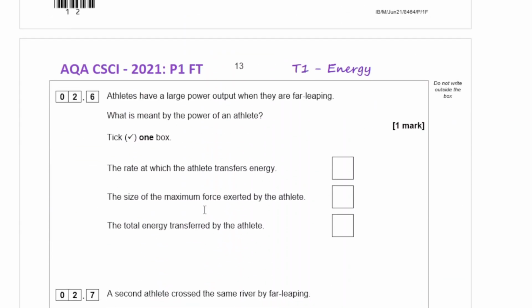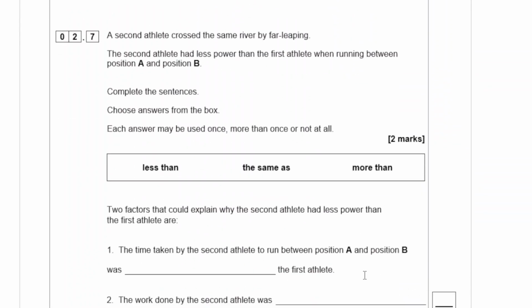Athletes have a large power output when they are far leaping. What is meant by the power of an athlete? Power, if you don't know the definition, if you look at the equation sheet, is equal to the energy transfer divided by the time. So the rate at which athletes transfer energy, that is correct. It's not the maximum force, nothing to do with the force. It's not the total energy transferred. The total energy transferred generally remains the same.